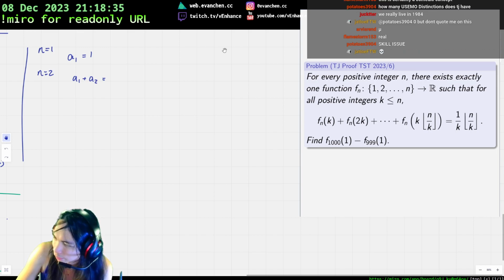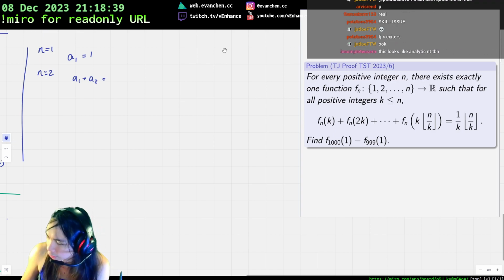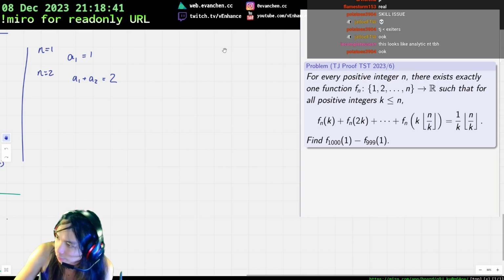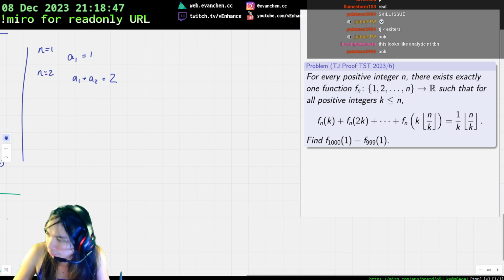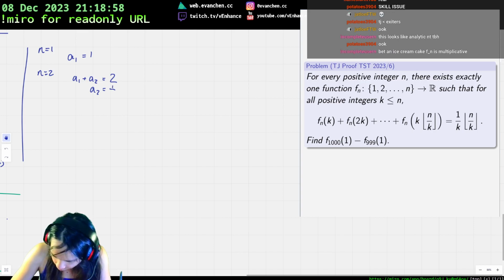Hang on. Okay, so this is the k equals 1 equation. And then for k equals 2, the left hand side is just the sum of all the multiples of k less than or equal to n. And then the right hand side, 2, 2, 1. Oh, this is like 1/2 or something? I don't know.